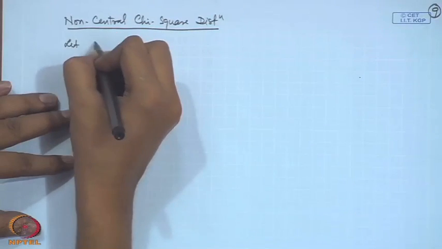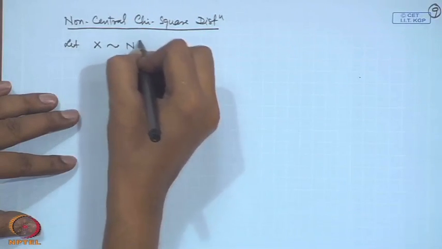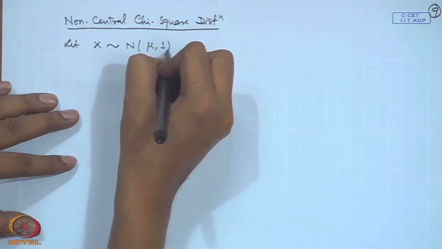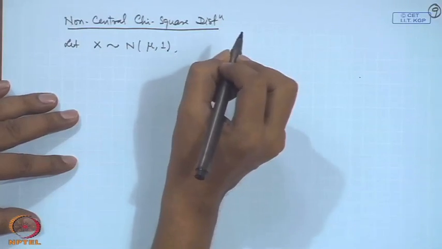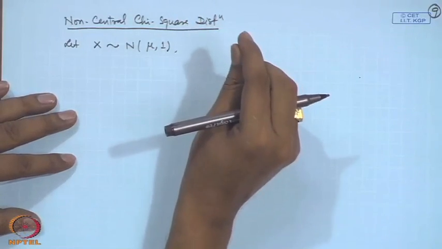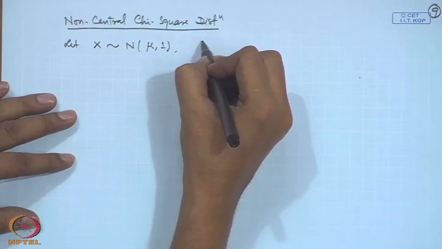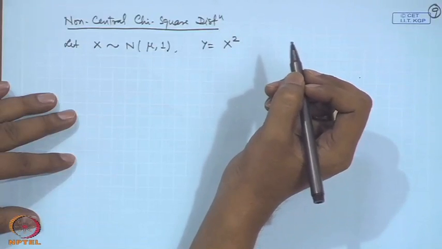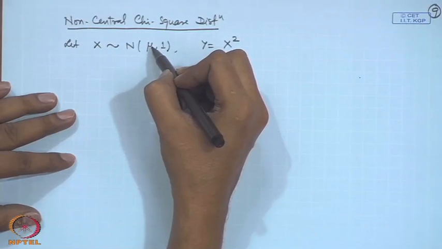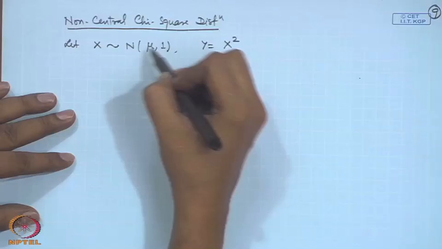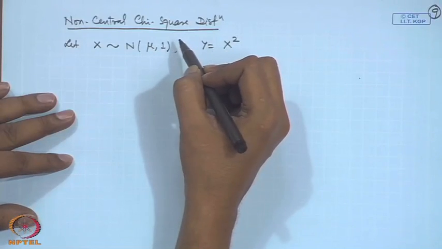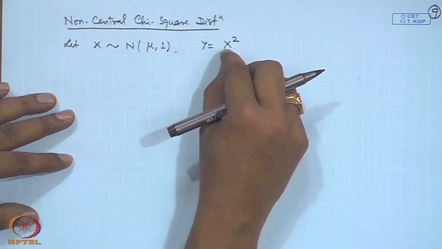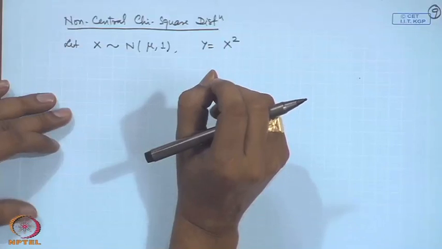So, let us consider say x following normal mu 1 distribution. We have seen that if x follows normal 0 1, then y is equal to x square has a chi square 1 distribution. Now, if x is normal mu 1, then x minus mu square will be chi square 1, but what about x square itself? So, let us derive the distribution here.